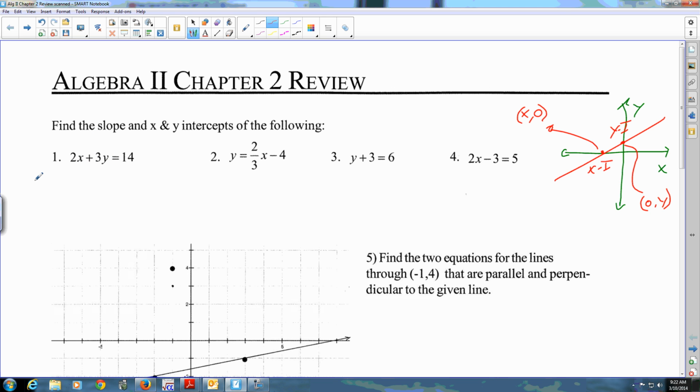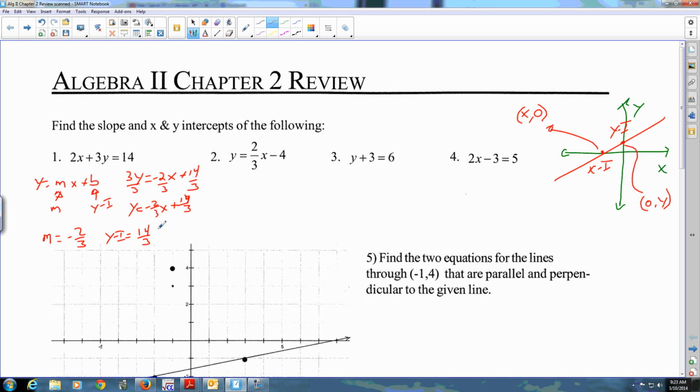To find slope, if you make your line look like this, then this is your slope, this is your y-intercept. So slope, y-intercept. That's what's called slope-intercept form. So the first thing I'm going to do is subtract the 2x off, and then divide by 3. And you get y is equal to negative 2/3 x plus 14/3. Okay? Your slope then is negative 2/3. Your y-intercept is going to be 14/3.